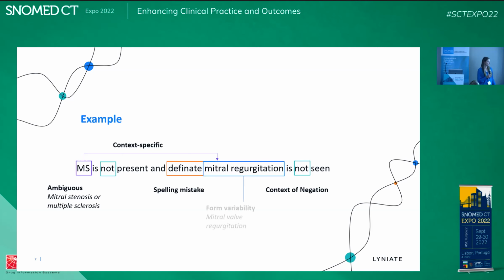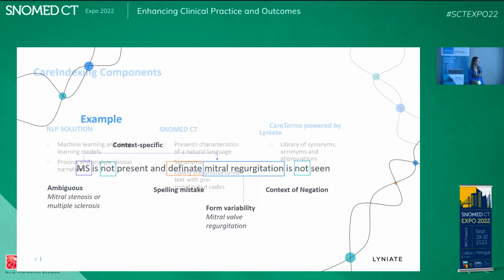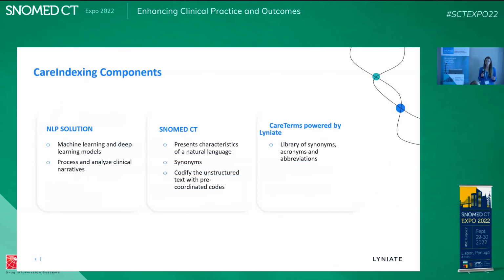One click, please. And then we have the form variability. So this is just one example out of many that appear really often, different ways of describing a medical event. So how do you overcome all these challenges? We have a solution called CareIndexing that utilizes NLP and SNOMED CT. One click, please. That we try to use for converting this unstructured data into structured output.